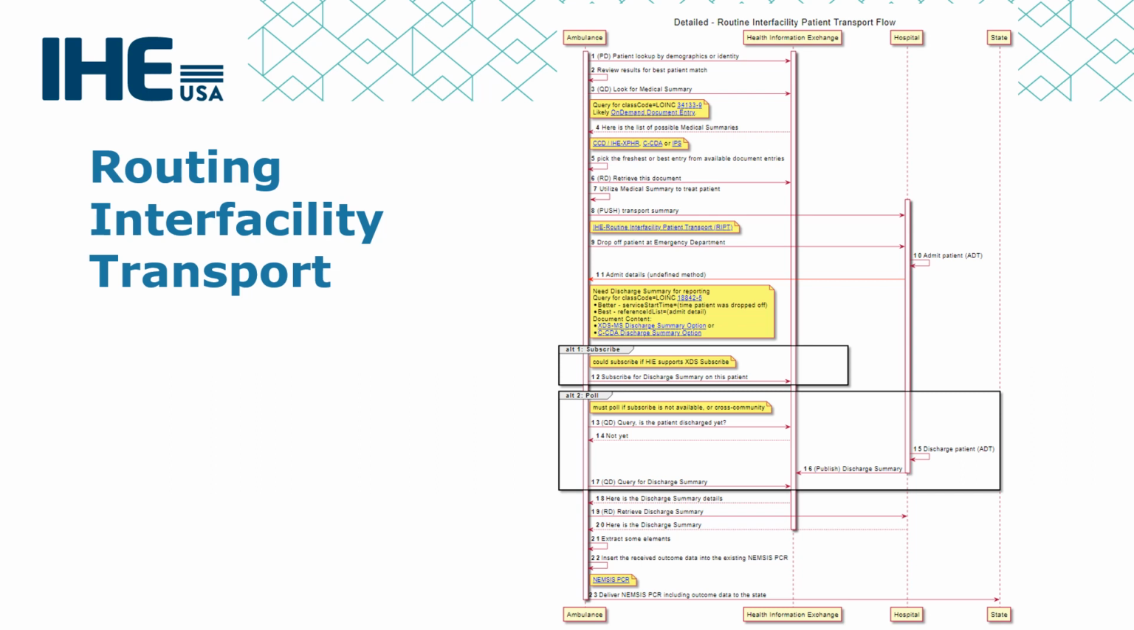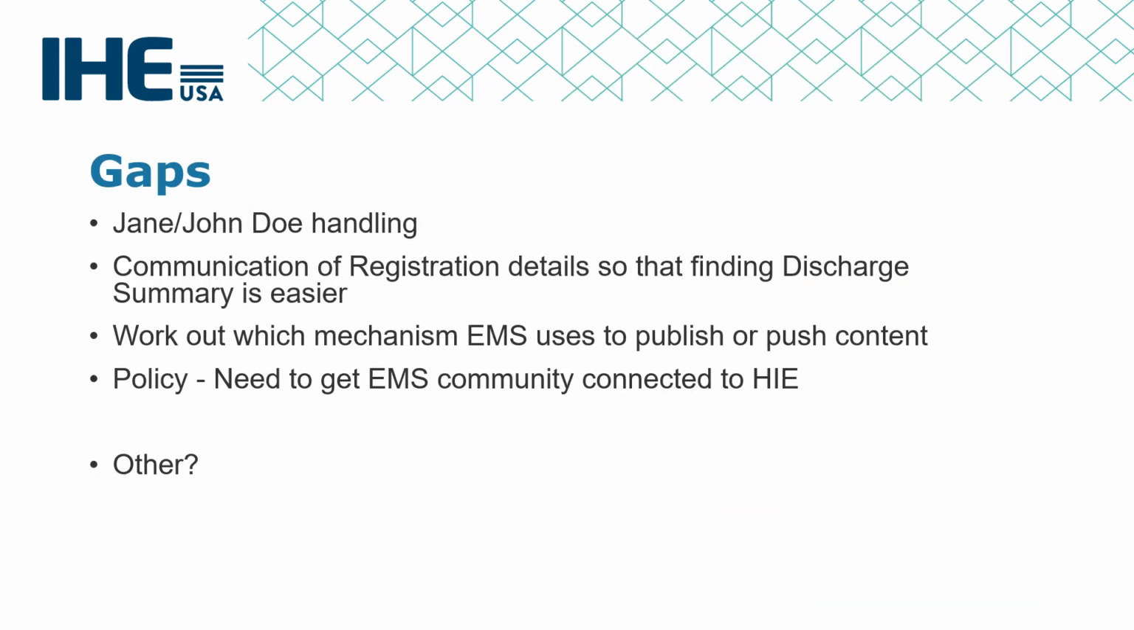The routine interfacility transport looks very much the same. I'm actually not going to zero in on it because it looks almost identical. It's just that the content that you deliver to the hospital upon arrival is a different specification from IHE. And potentially, what you do is different. In this case, you probably don't have a John Doe, but we still want to get you the admit details. So ultimately, in doing this exercise, some gaps become pretty obvious to me.